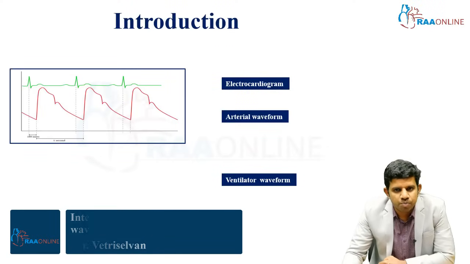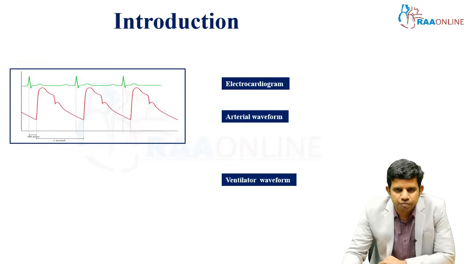Today we are going to see about interpretation of ventilator waveforms. So we all know about the electrocardiogram. The ECG records the electrical manifestation of the heart. It gives an idea about what is going on within the heart, like physiological activity and some disease activity, arrhythmias, all we know from the ECG.